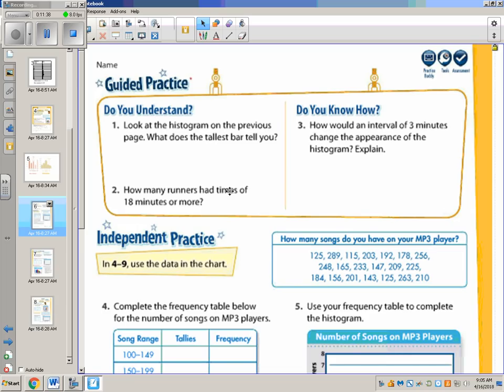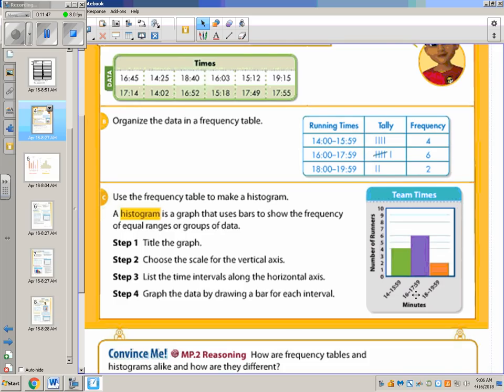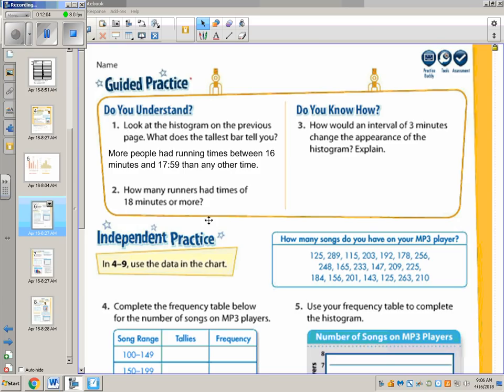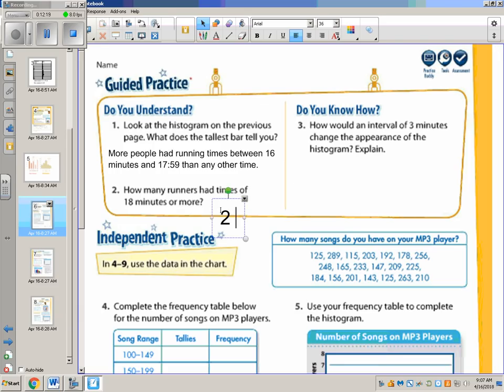On this one, it says, look at the histogram on the previous page. What does the tallest bar tell you? So when we look at the histogram of the team times, they want to know what that bar that goes up to 6 is telling us. So when I look at this, I see that more people had running times between 16 minutes and 17 minutes 59 seconds than any other time. Okay, now it wants to know how many runners had times of 18 minutes or more. So when we looked at that chart, if they were at 18 minutes or more, I can see there were just 2 people that had that. So I'm going to put 2 runners.